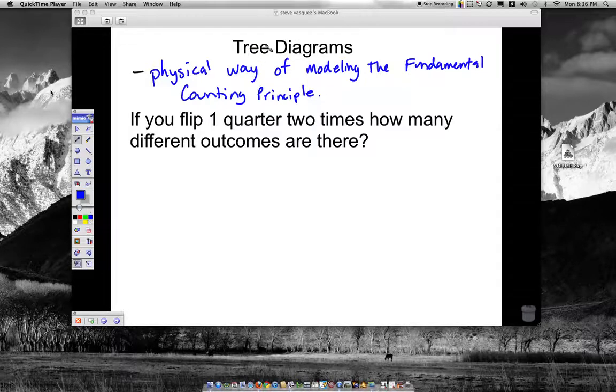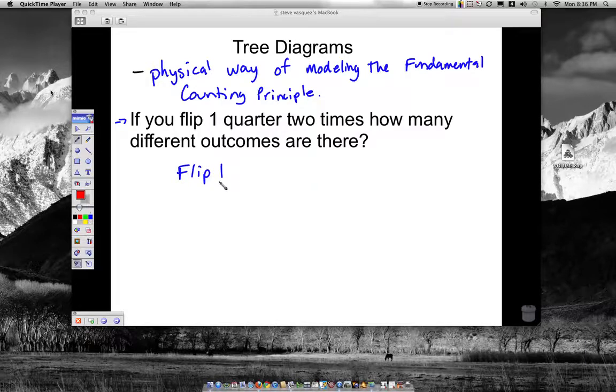As the title says there, tree diagrams, I'm going to be drawing a tree diagram of each way that I can do a particular event or two events or three events at the same time. So my first option here is the question comes up, if you flip one quarter two times, how many different outcomes are there? So I'm going to write down flip one.